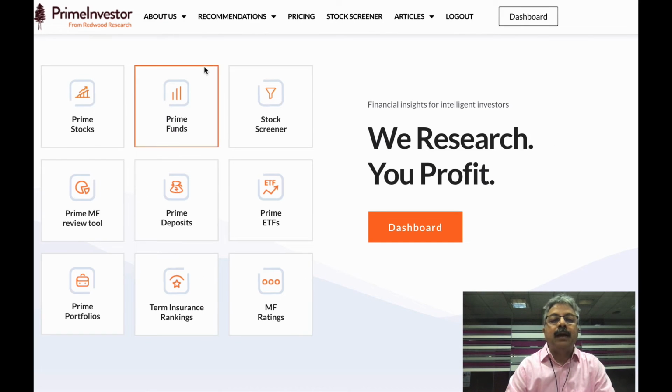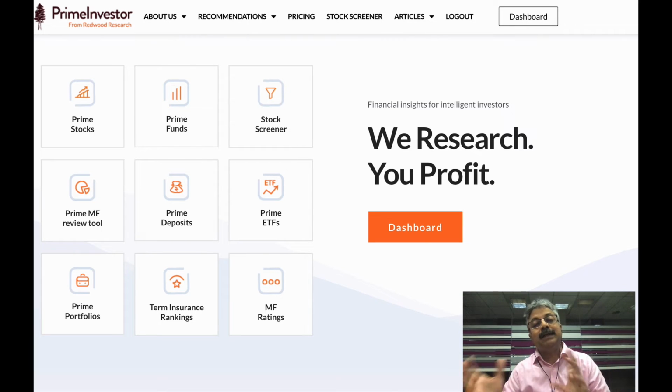And when it comes to stocks, let's go. We covered mutual funds, we covered deposits, we covered ETFs, we covered portfolios, we covered mutual fund ratings and our term insurance rankings. We also have a separate tool called the term insurance comparison tool, that is even more powerful, that lets you compare various parameters of term insurance across different companies, so that you can get a sense of why a particular term insurance is ranking above or below the other term insurances. It's very powerful. It's a very interesting tool to play around with. It is even available during a trial subscription. You may want to try it out and see for yourself.